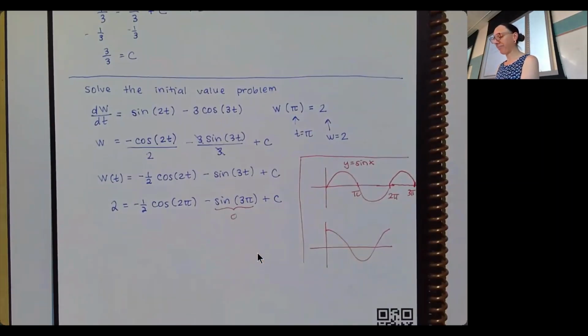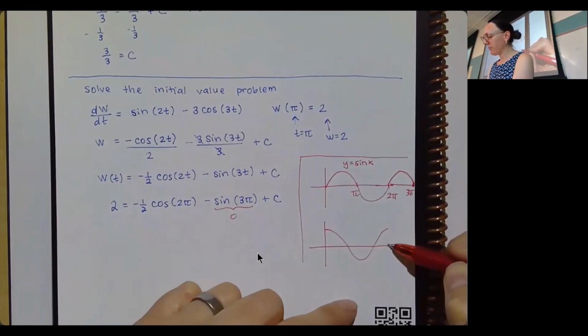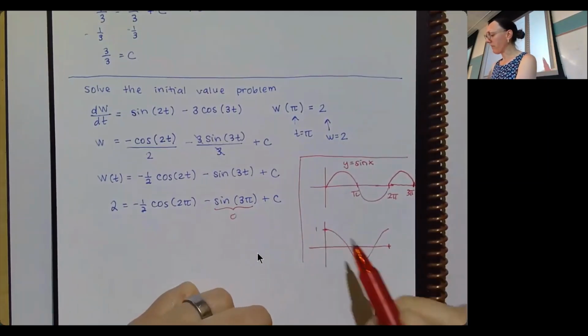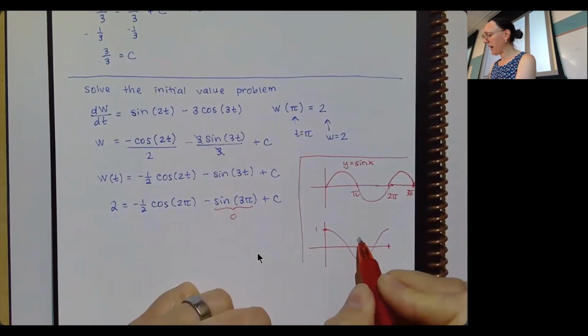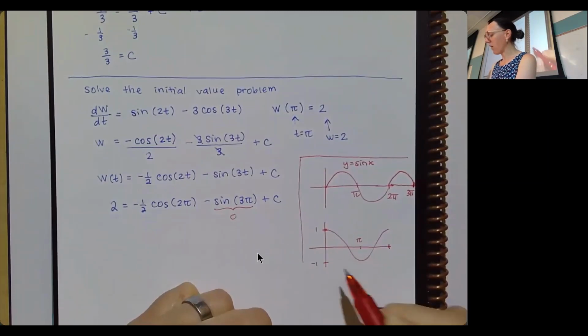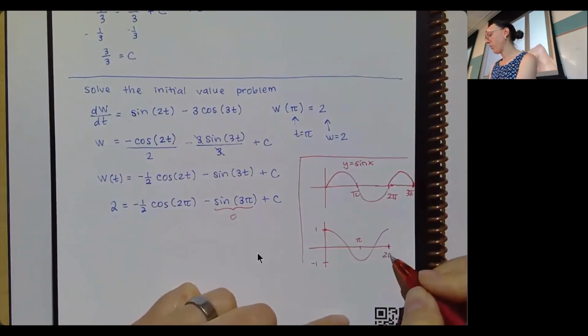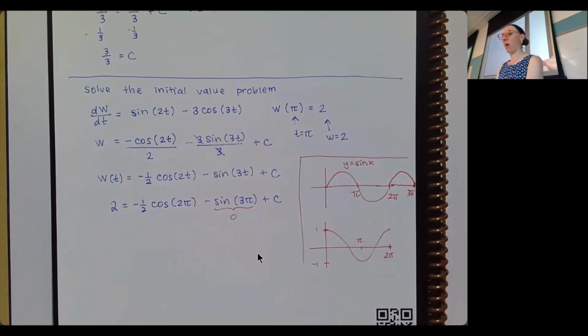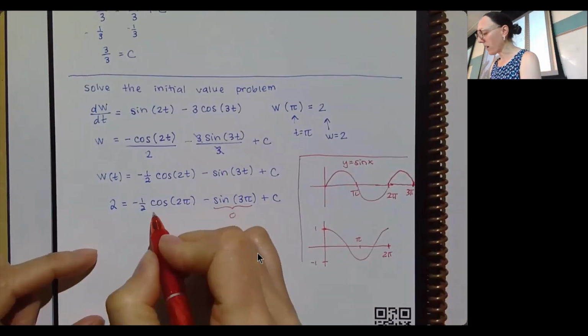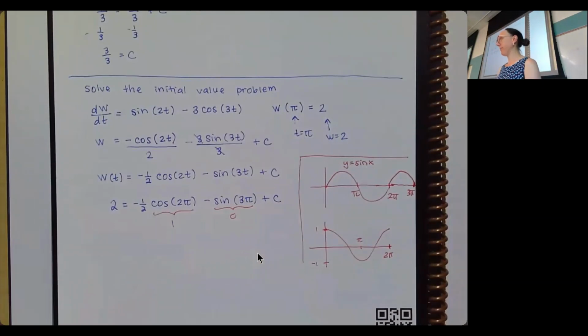Cosine of 2 pi. So cosine starts up here with a value of 1. At pi, it's got a value of -1. And by 2 pi, we are back up to a value of 1. So cosine of 2 pi is equal to 1.